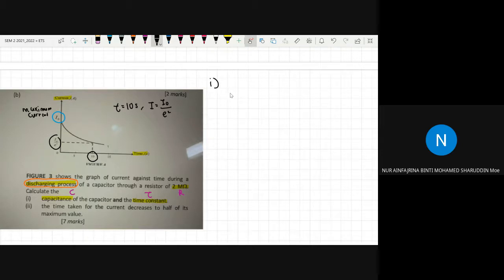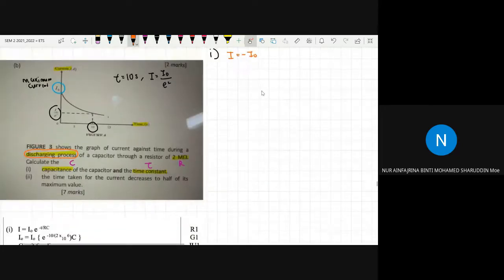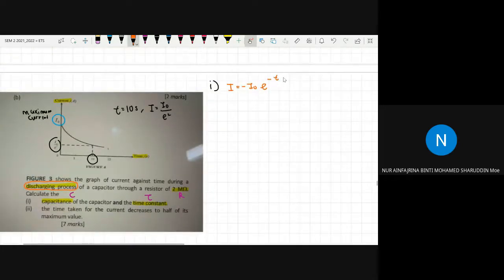So which formula do we use today? The question gives a discharging graph for current. Which formula? I equals I naught exponent negative t over RC. Yes, correct. Like I told you, the negative just shows that it is discharging, so not writing it is fine. So I equals I naught e to the power of negative t over RC.